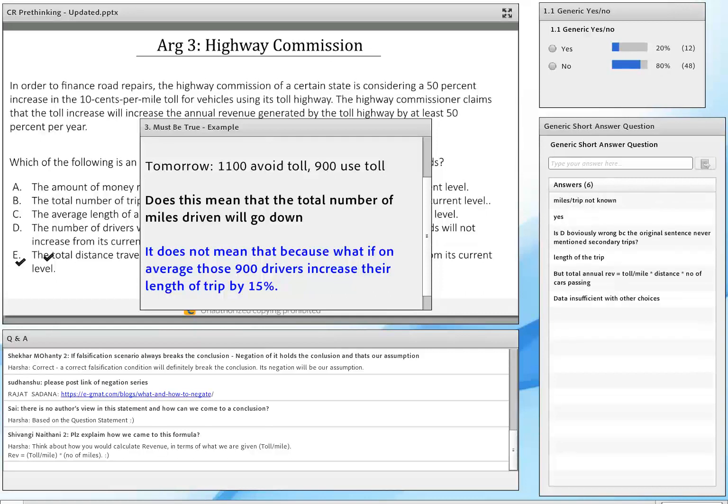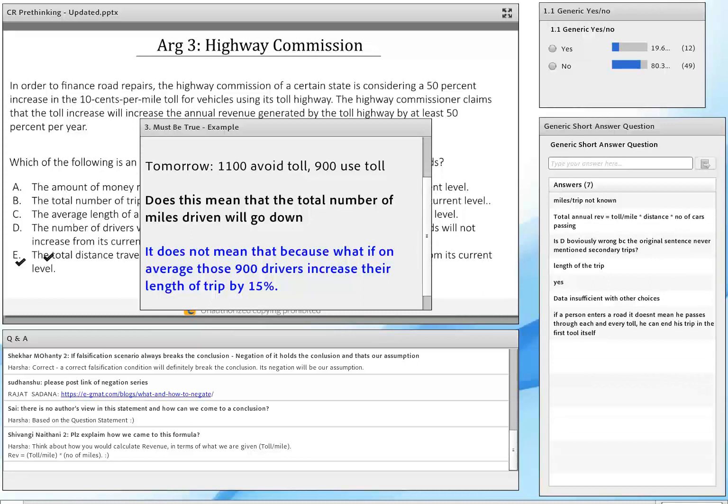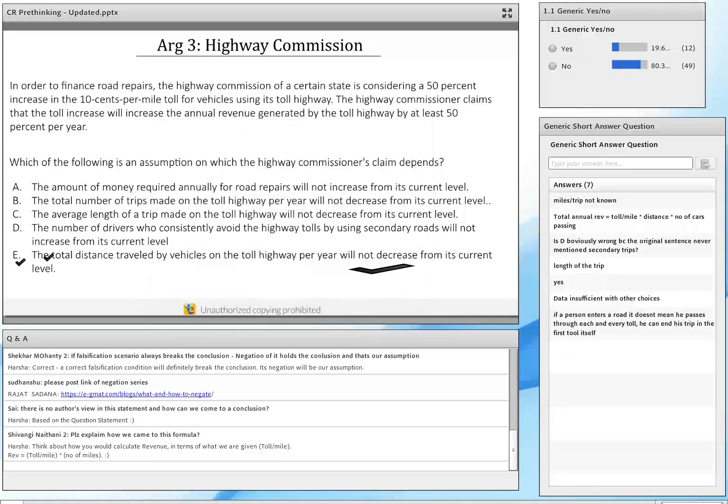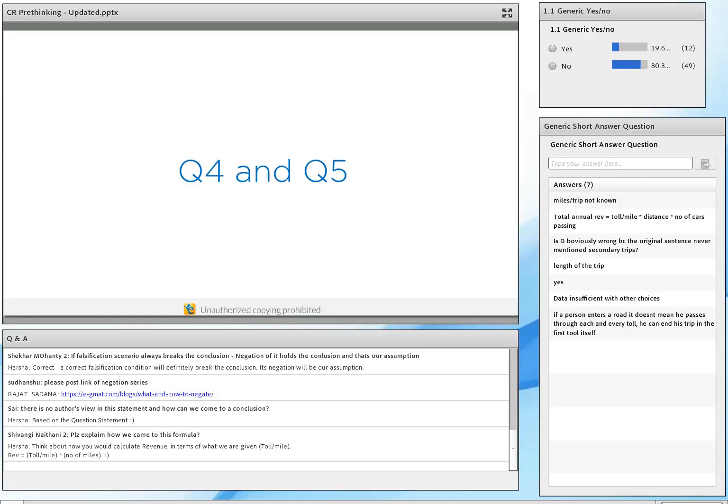This is a 700 level question. The stats show that. This is an official question, by the way. And this is where that precise understanding of must be true is really important. And for those of you who are thinking about secondary, tertiary trips, you're overthinking this. This is as simple as that. If you do pre-thinking, pre-thinking tells you it's about total distance or total number of highway miles. You focus on that and ask which answer choice talks about the total number of highway miles? Beyond that, you're getting confused.